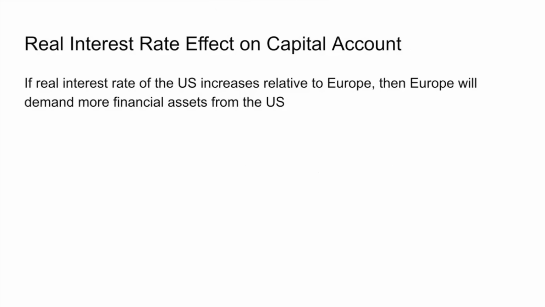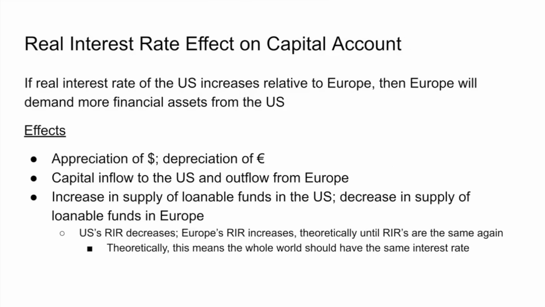So now here's the real interest rate effect on the capital account. Suppose the real interest rate of the US increases relative to Europe. Then, as we saw previously, Europe will demand more financial assets from the US. So we've seen that this would lead to an appreciation of US dollars and depreciation of the euro because the demand for US dollars increases. And this is capital inflow or a capital account surplus to the US and outflow from Europe because Europeans are purchasing financial assets from the US.